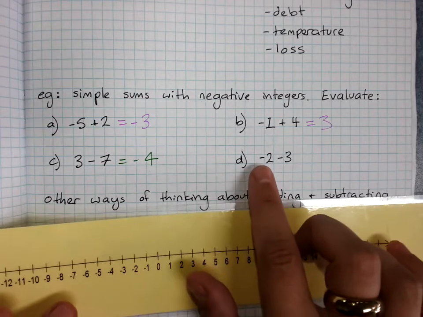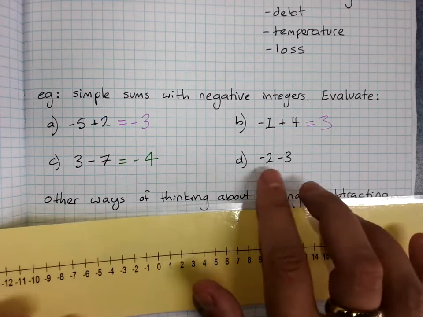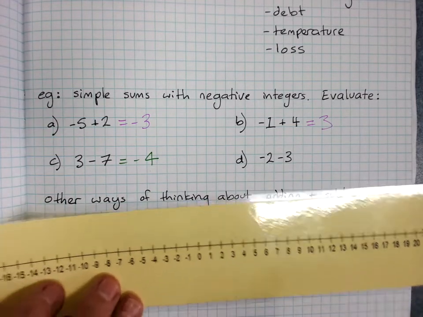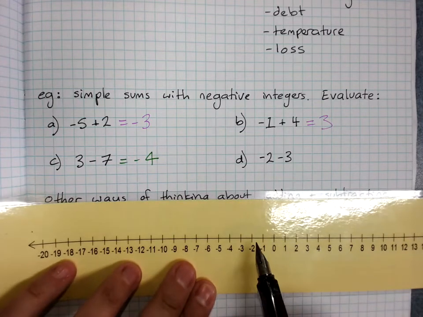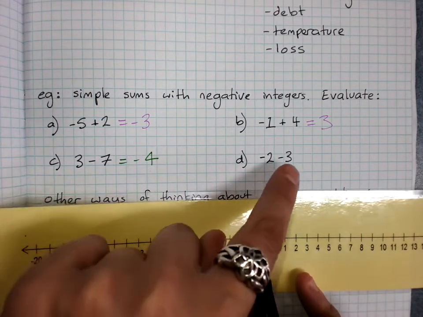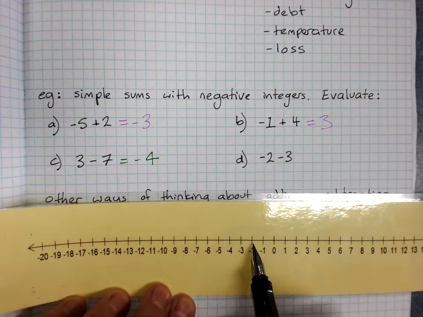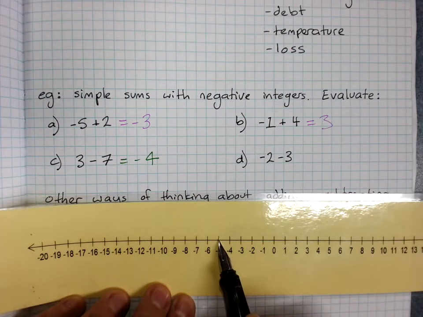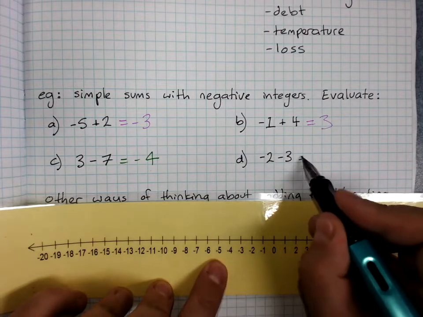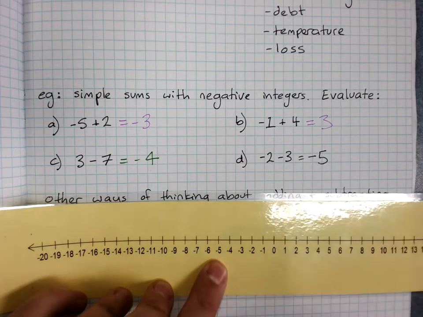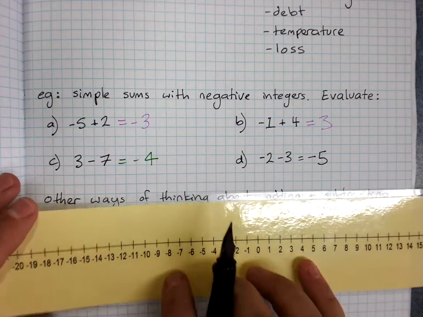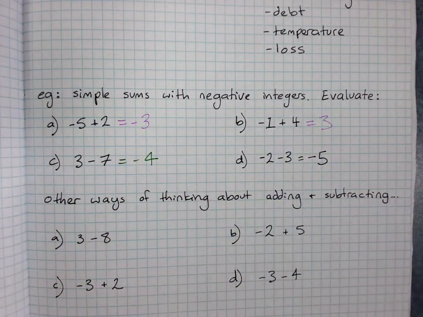Now here's one, negative 2 minus 3. That means we start at negative 2 and we go minus, so towards the negative, another 3. Negative 2, 1, 2, 3, and we get to negative 5. So being very careful about using your number line is a pretty good strategy.